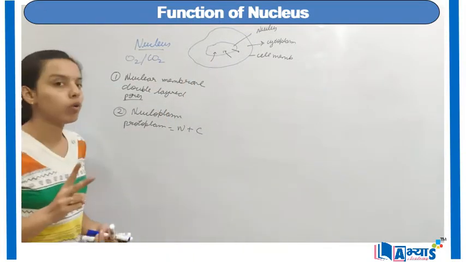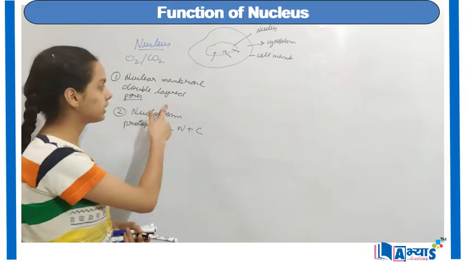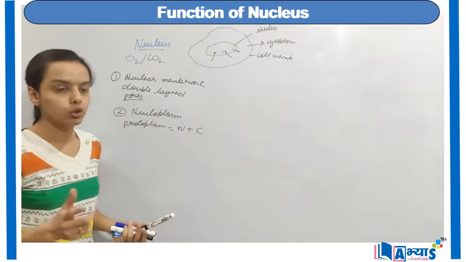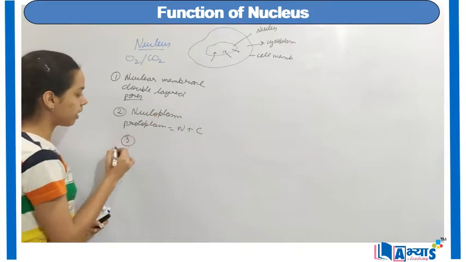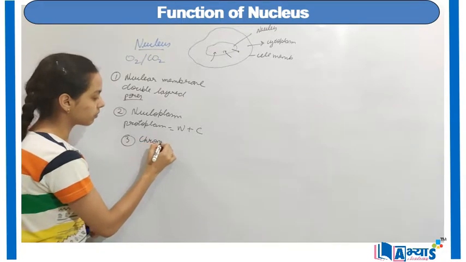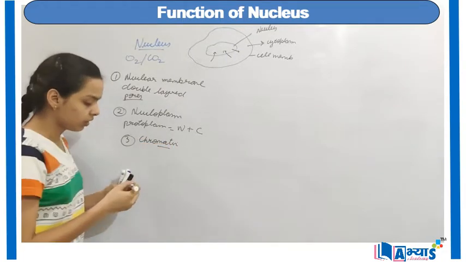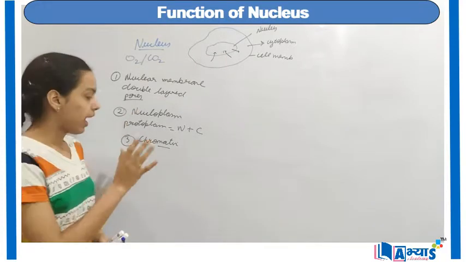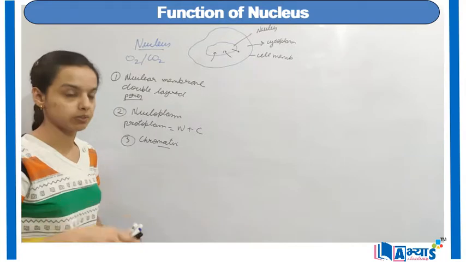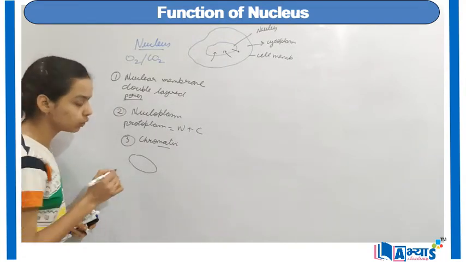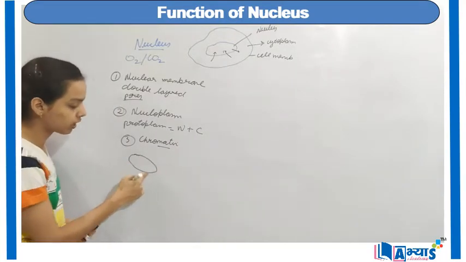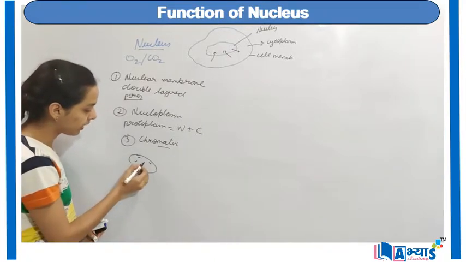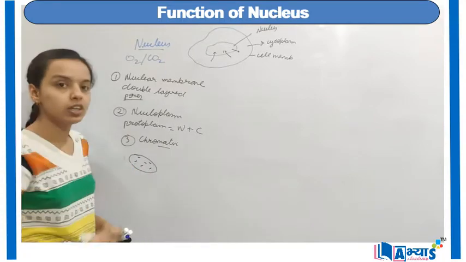Now these were the two important parts of the nucleus. We first discussed the nuclear membrane, that is the outside covering. Then we discussed the nucleoplasm. The third important part is known as the chromatin. These chromatin are thin fibers found inside the nucleus, and they remain in the nucleoplasm. So for example, if I have this nucleus and this is the nuclear membrane, inside I have the nucleoplasm, then I have thin thread-like structures which are known as the chromatin.